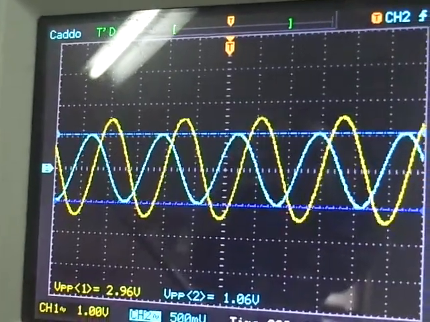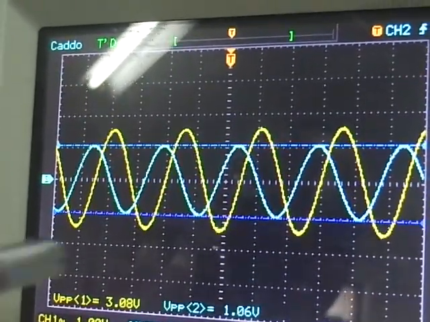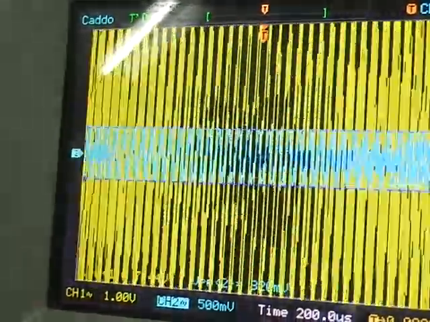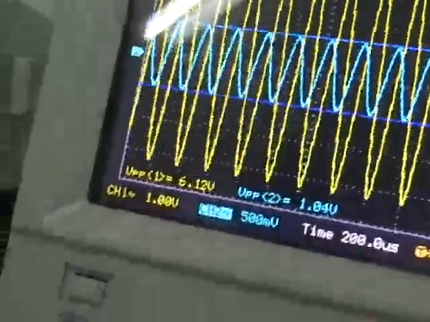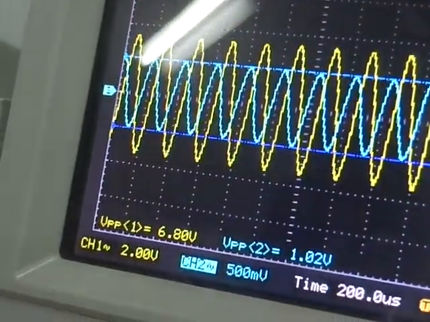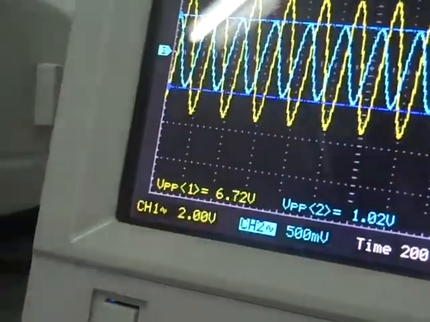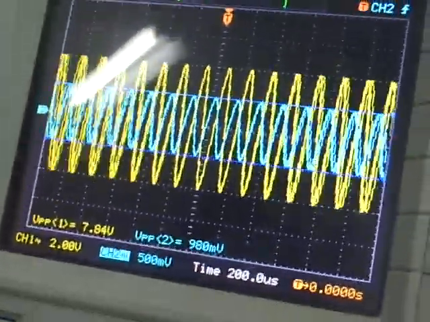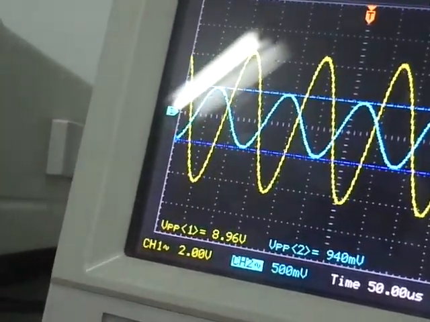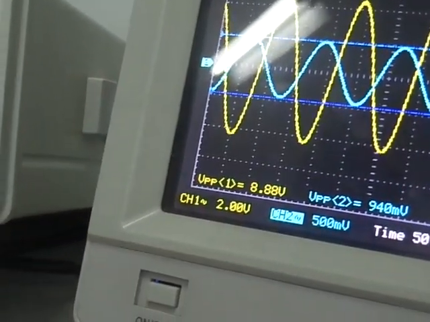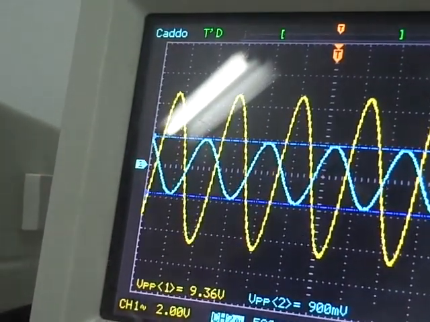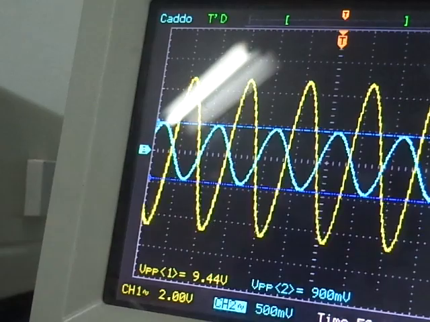At around 2 kHz, the output voltage is increasing, and it is 3.08 volts. We go on increasing the frequency now. The next reading we will take at 5 kHz. At 5 kHz, if we observe the measurement, the output voltage is 6.68 volts. If we still go on increasing, at 8 kHz we are getting 8.88 volts. The output still goes on increasing.